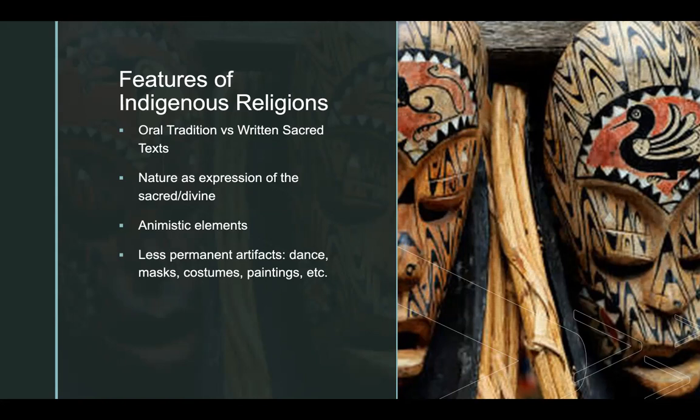So, major features: oral tradition, nature is sacred, animistic elements, this relationship between nature and things that are alive in nature, such as spirits, that spirits inhabit this connection to nature. And with spirits, we can also say ancestors. Ancestors are important. And then obviously some artifacts that relate to some of these things would be a way to express these things would be dance, masks, costumes, paintings, pottery. Pottery's on there too.